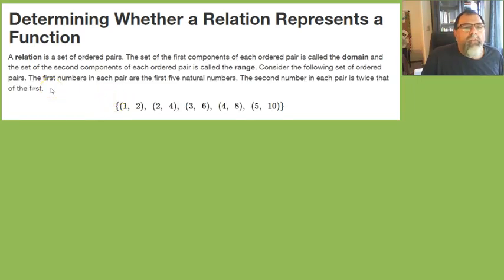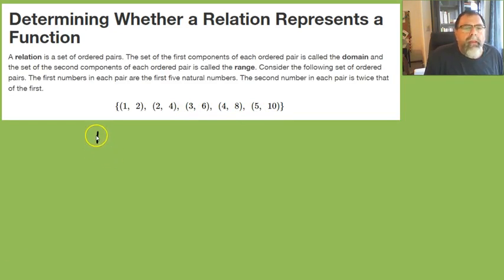So we've got this set of ordered pairs. The first number of each pair is from the first 5 natural numbers, so you've got 1, 2, 3, 4, 5. And then the second number is just twice that of the first. So 1 times 2 is 2. 2 times 2 is 4. 3 times 2 is 6. 4 times 2 is 8. 5 times 2 is 10.